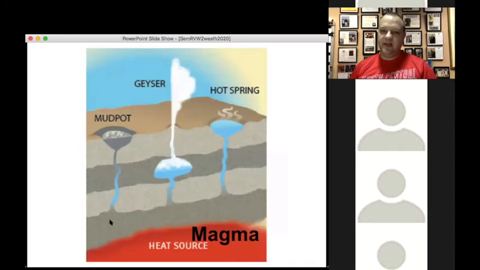Remember that some groundwater is hot. Here you see that the water in the aquifer is being heated up by magma, melted rock. And it can form mud pots or paint pots, geysers, which explode, and hot springs, which have lots of dissolved minerals in them. Gives them pretty colors.